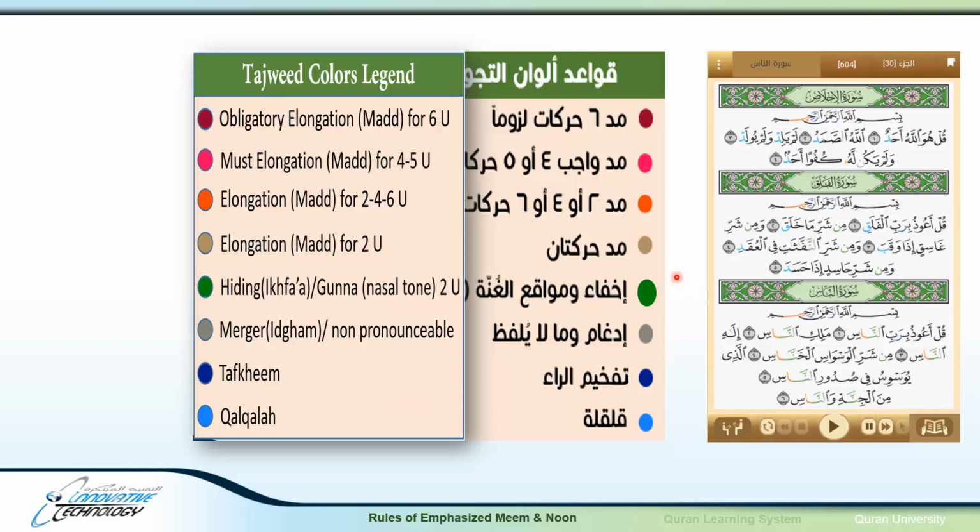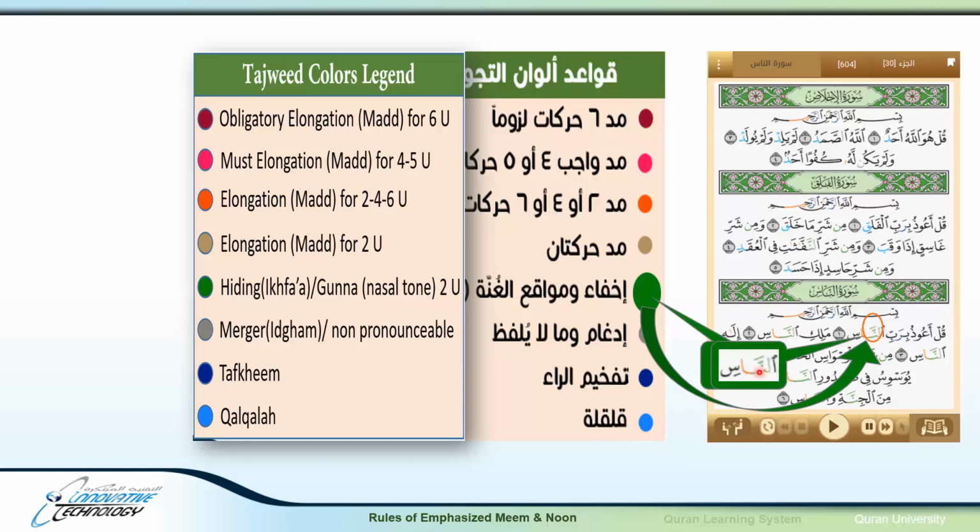If we look at the colors reflected by the Tajweed color legend and look at the color green and search for this color within this page of Quran, we'll find the Noon of the word An-Nas. This Noon is given the color green and it has a Shuddah above it, indicating that this Noon should be given Ghunnah for 2 units.